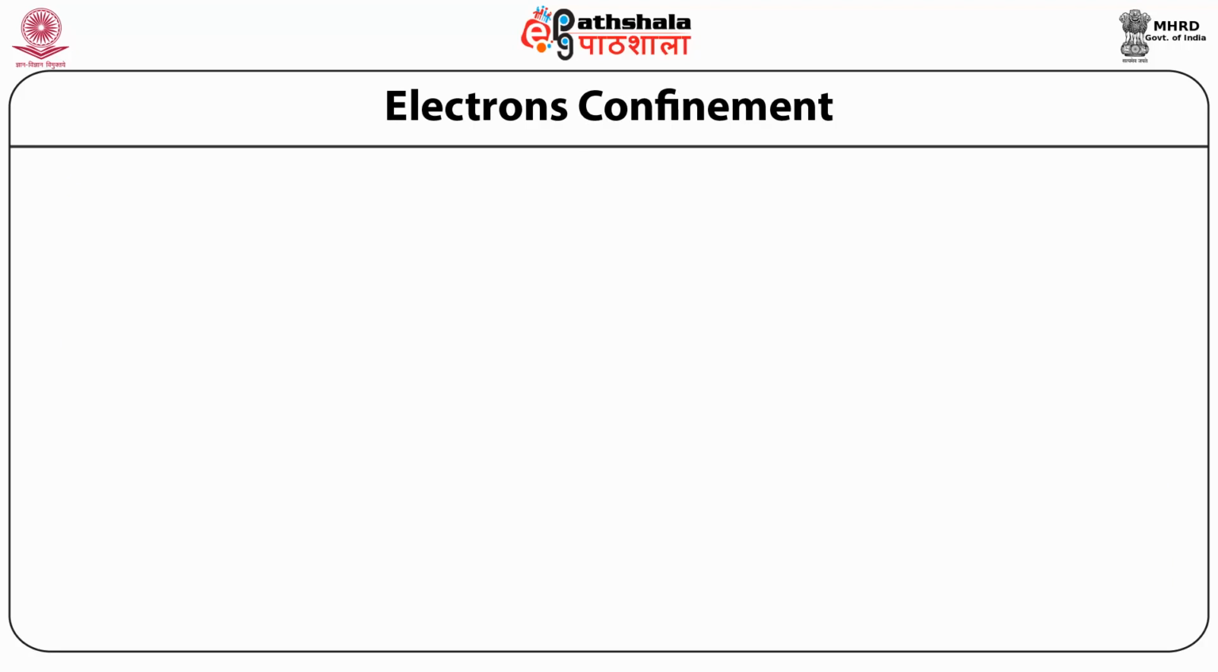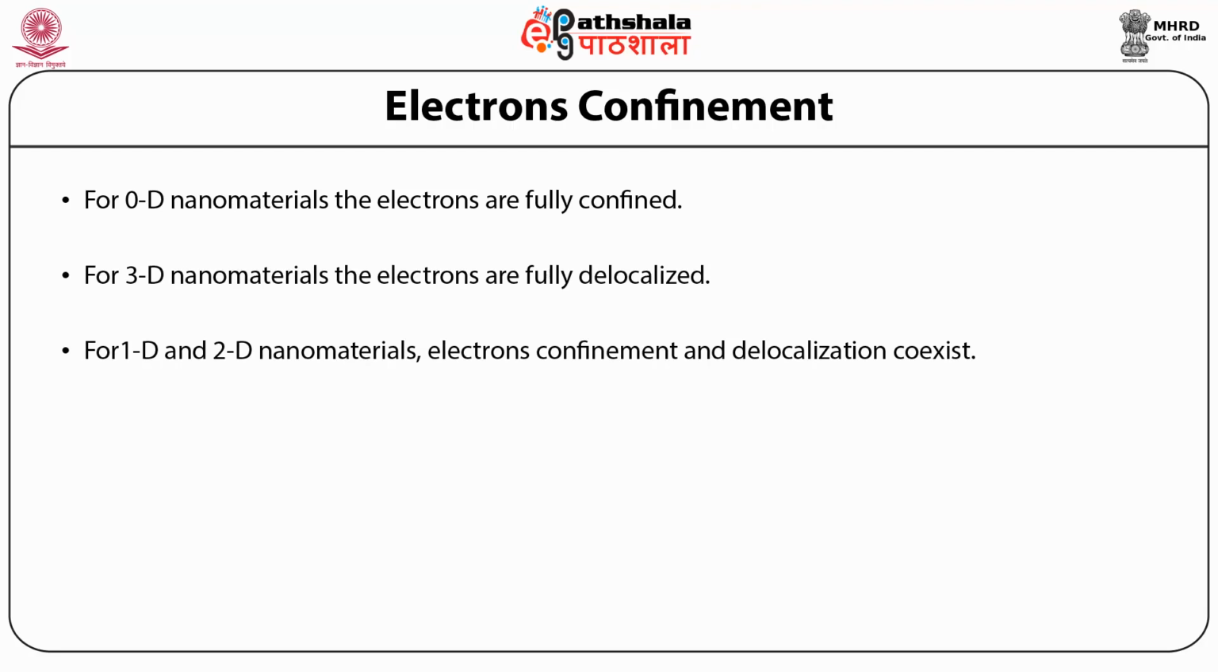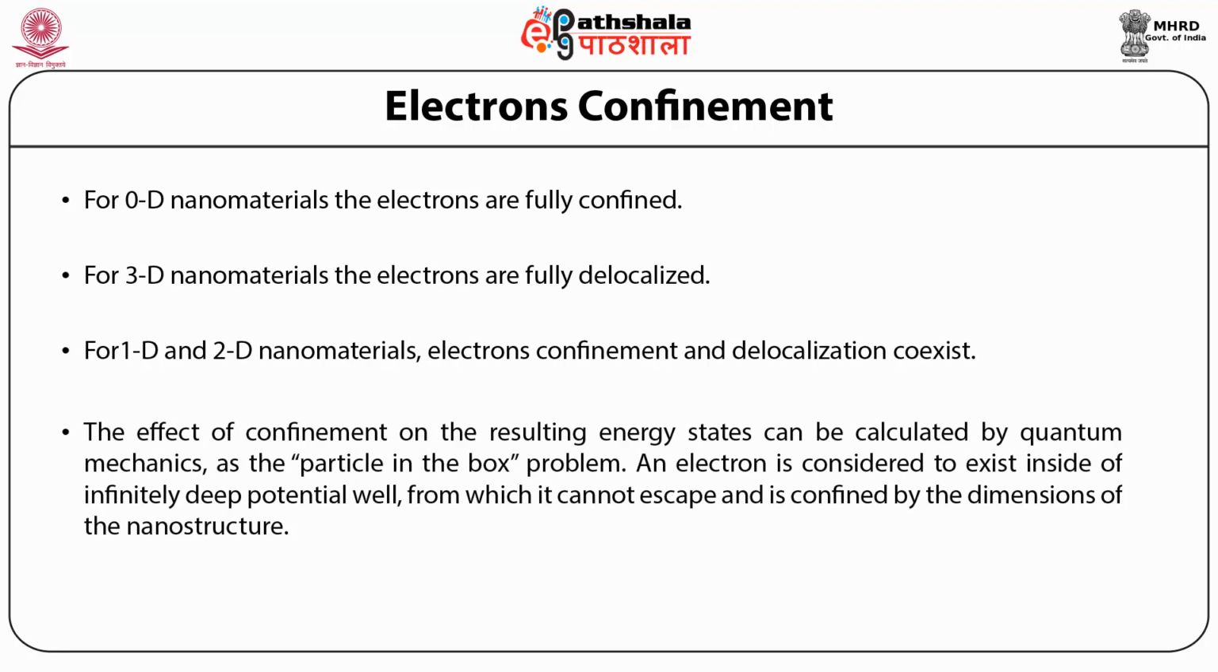Now I want to talk about electron confinement again. As we have discussed the quantum confinement of nanostructures in the previous slide, this quantum confinement is observed for the conduction electrons. For 0D, electrons of the nanostructure are confined in all the three directions. Motion of electrons is confined in two directions for 1D nanostructure. For 2D nanostructure, the motion of electrons is confined in one direction. Similarly, for 3D nanostructure, electrons are not confined in any direction. They are free to move in all the directions. The electron confinement can be understood by considering the case of the particle in a box problem.